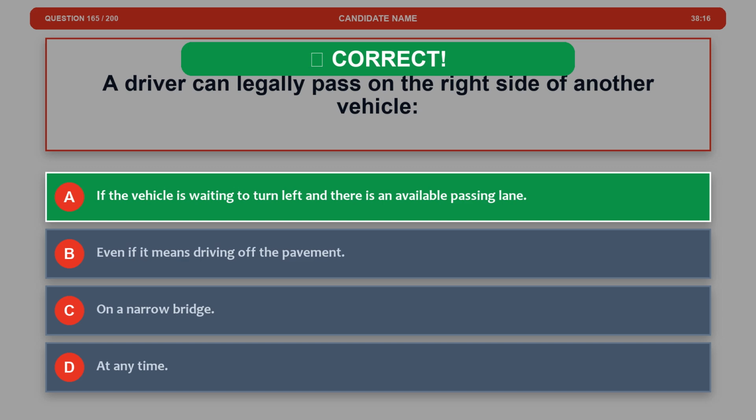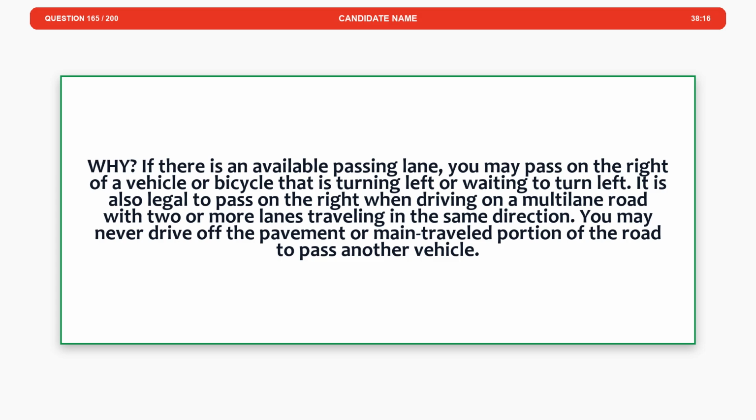The correct answer is option A, if the vehicle is waiting to turn left and there is an available passing lane. Explanation. If there is an available passing lane, you may pass on the right of a vehicle or bicycle that is turning left or waiting to turn left. It is also legal to pass on the right when driving on a multi-lane road with two or more lanes traveling in the same direction. You may never drive off the pavement or main traveled portion of the road to pass another vehicle.